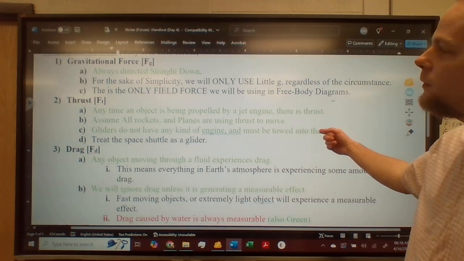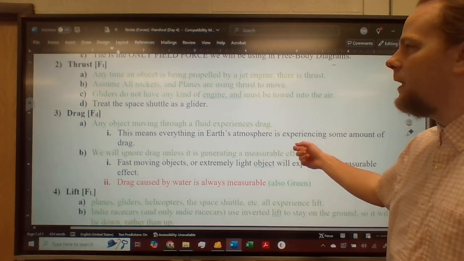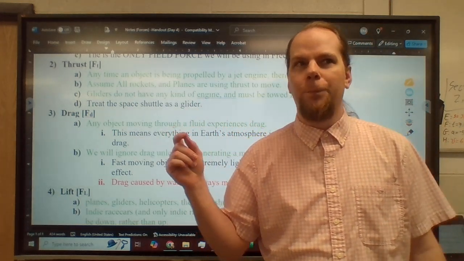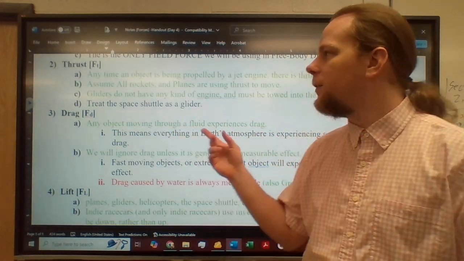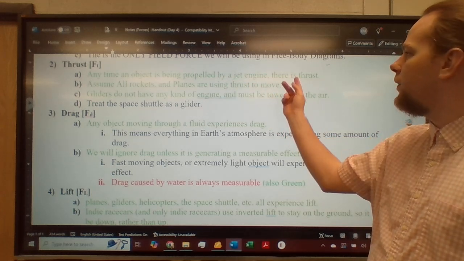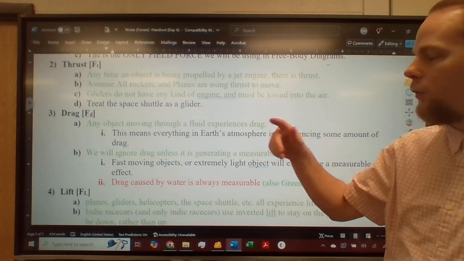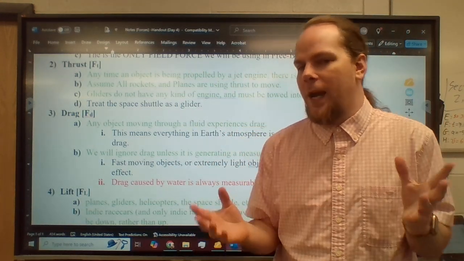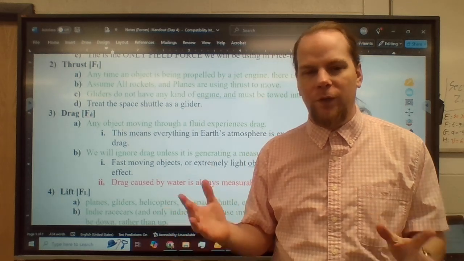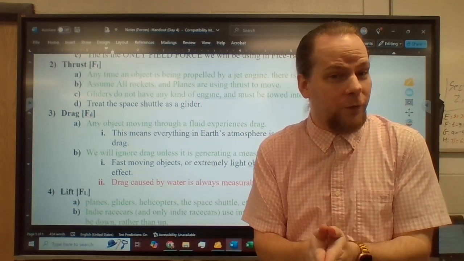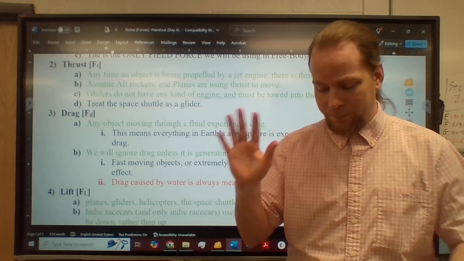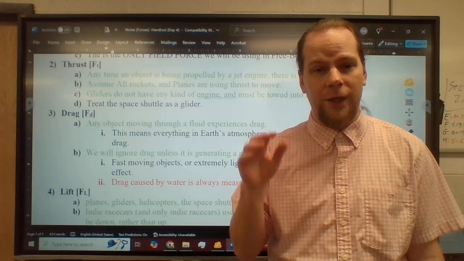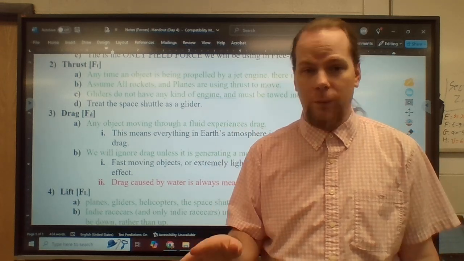Okay, so let's go on. Thrust, drag, and lift. Thrust is one that we're going to be seeing a lot. Anytime something's being propelled by a jet engine, so any rocket, any plane. Now, technically, there's an argument to be made on passenger planes, whether that's thrust or not. We're just going to call it thrust for this class to make it easier. So there is thrust pushing any plane or jet or rocket of any kind. That's always going to be thrust.